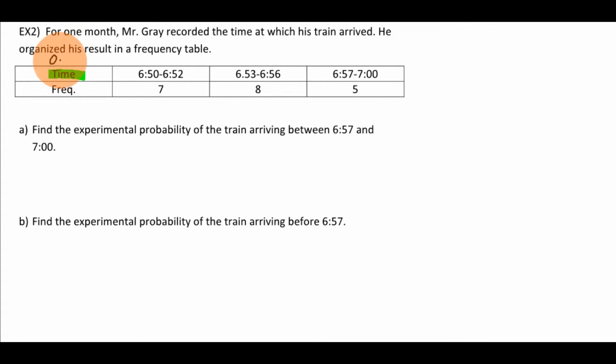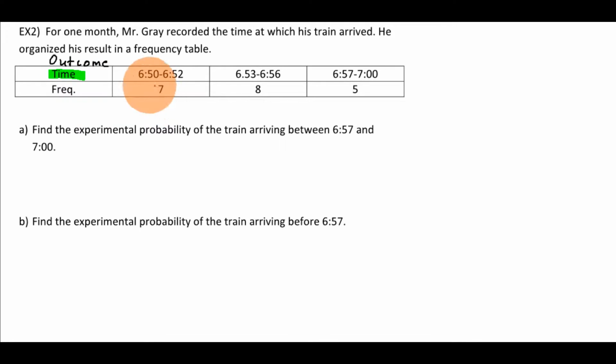So let's just write that down real quick. The time is the outcome. So what's happened here? He's recorded 3 different times at which this train arrives. It looks like the train can arrive between 6:50 and 6:52, between 6:53 and 6:56, or between 6:57 and 7 o'clock. And then we have the frequency below those outcomes.